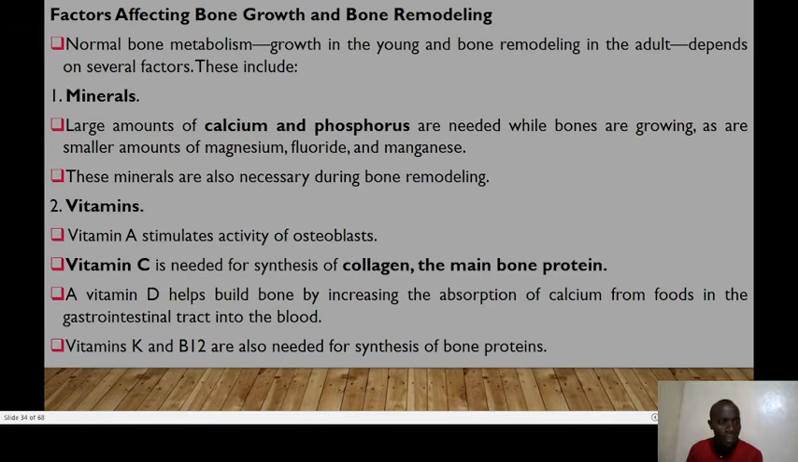In terms of vitamins, vitamin A stimulates the activity of the osteoblasts. Vitamin C is needed for the synthesis of collagen, which is the main bone protein.